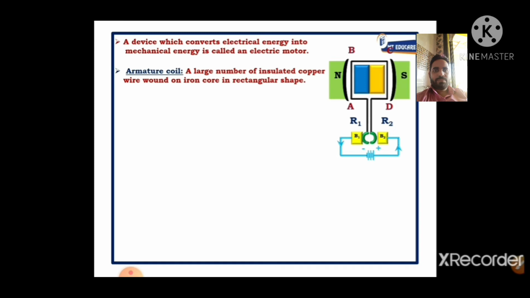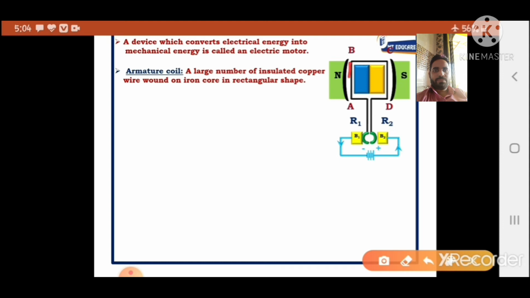So first we will see the construction part. What are the basic parts which are there in every motor? First is the armature coil. Now what is an armature coil? A large number of turns of insulated copper wire wound on an iron core in a rectangular shape. This is a rectangular shape, you can see this one.